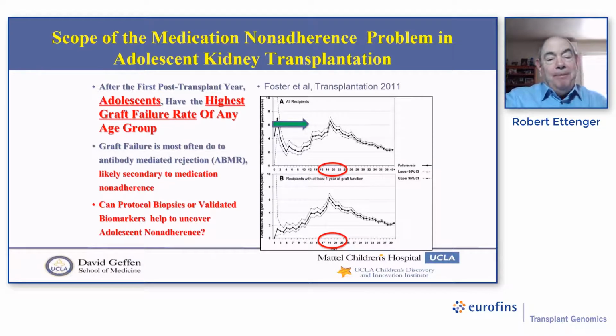So a number of us have been asking the question, can protocol biopsies or validated biomarkers help uncover adolescent non-adherence and help block this huge loss of transplants?